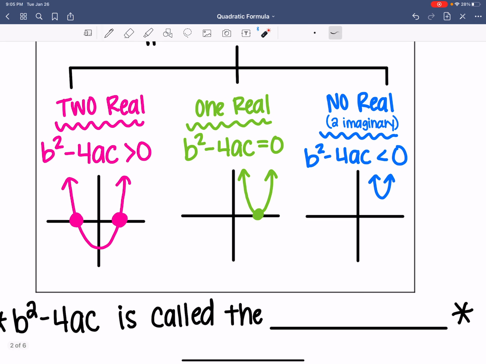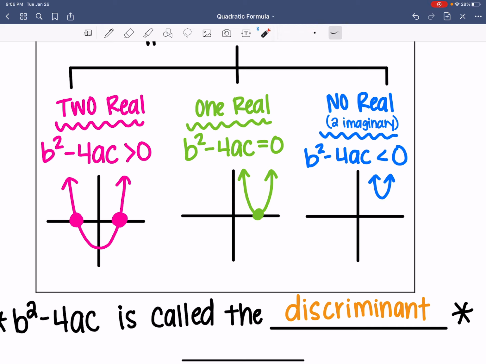Now, instead of calling it the stuff under the radical, b squared minus 4ac is actually called the discriminant. And the discriminant is what determines how many solutions you're going to have. So we talked about if you have two real solutions, your discriminant is bigger than 0. That's what gives you the plus or minus the square root of some number.